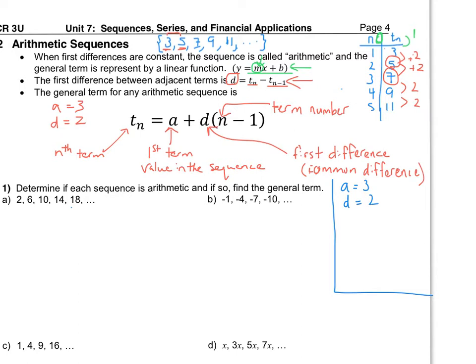Now, we know we worked with y equals mx plus b. It's a linear relationship because we're adding a constant amount every time. Now, I want to look at what we have here. We have Tn being equal to the A value plus d times n minus 1.